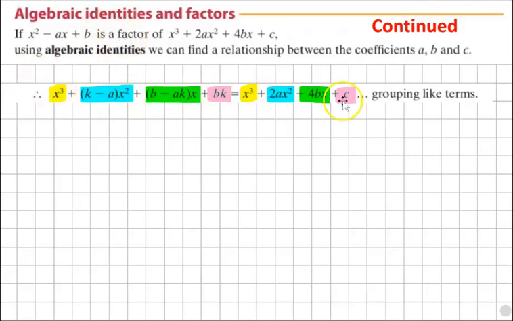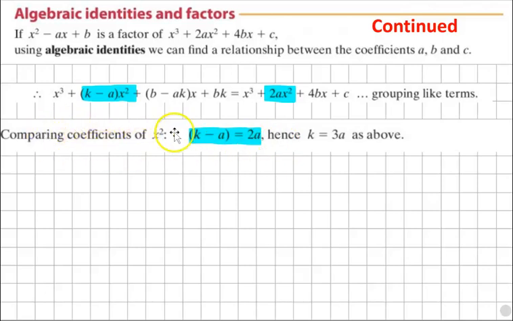So just taking this step again from the previous slide. You'll see I've highlighted all the different bits that are going to match. So x cubed matches with x cubed, so like to like. K minus a, x squared matches with 2ax squared, so they're the x squared terms. They will equate in a minute. B minus akx is going to equate to 4bx, putting like to like, and then bk will equate to c.